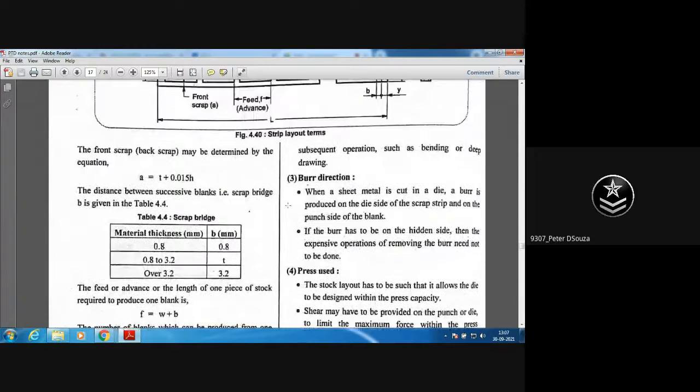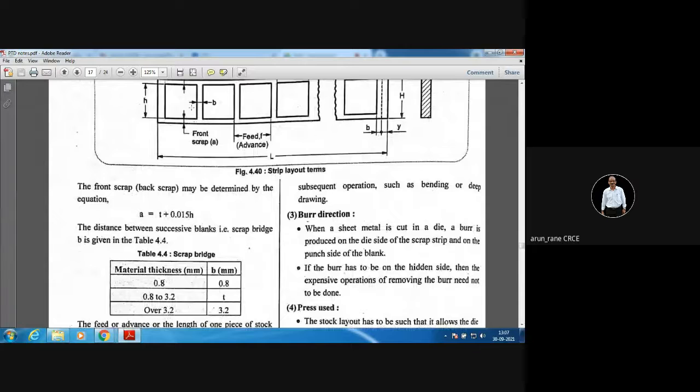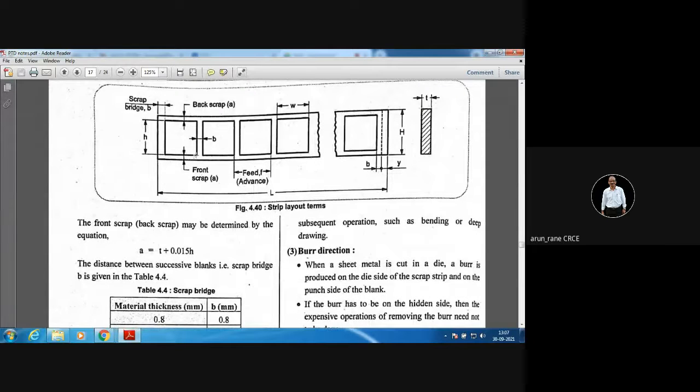Yes, sir. Okay. Then burr. Burr is nothing but what you get when you are punching from the top to the bottom and you get a blank. You have to take the blank in your hand and check for a small amount of burr. Burr is a small amount of material which you will find across the perimeter.